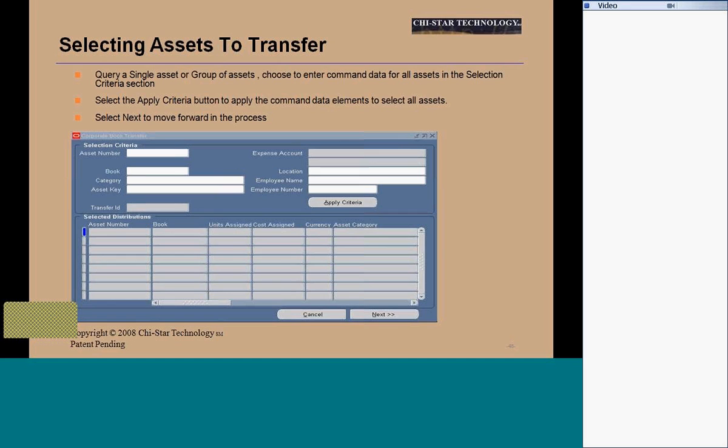The first step is to select the assets to be transferred. You have your selection criteria up at the top. So by any combination of these fields, I can populate information and select the apply criteria. This will go out and on the bottom list all the assets that meet that criteria for the transfer.